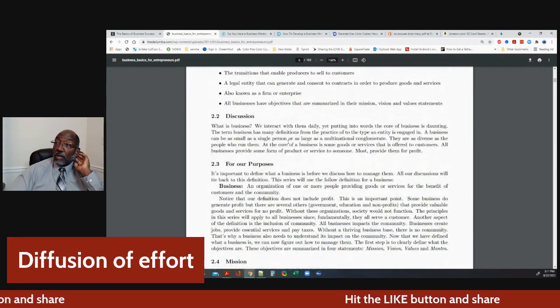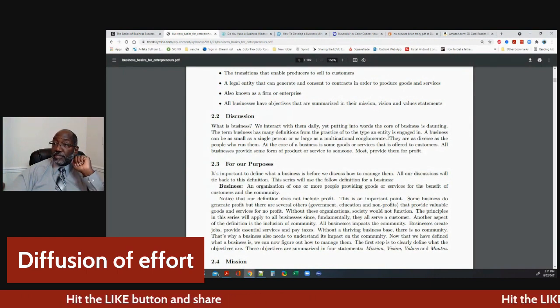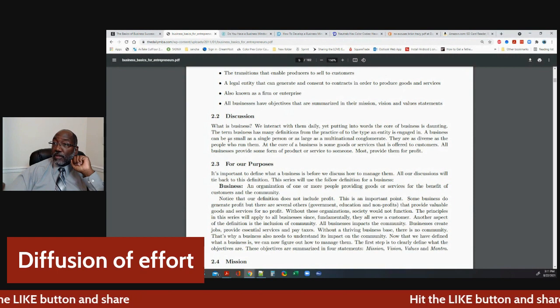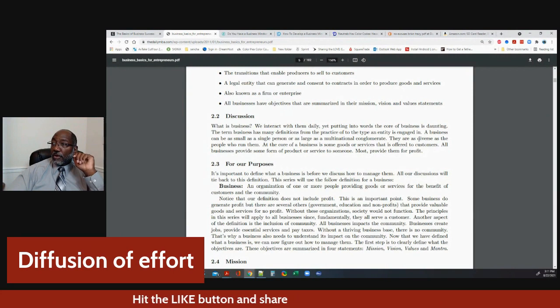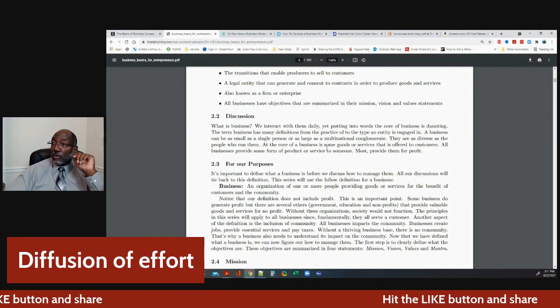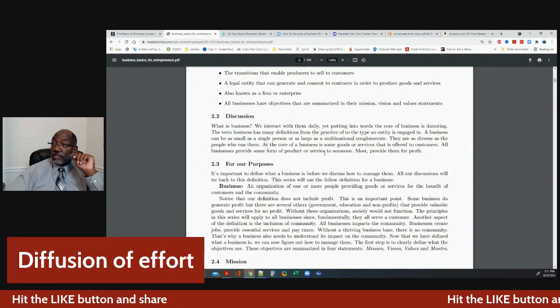We interact with businesses on a daily basis. A business can be as small as one single person or as large as a multinational conglomerate. They are all diverse, as well as the people who run them. At the core of business is some goods or services that is offered to customers. All businesses provide some form of product or service to customers.